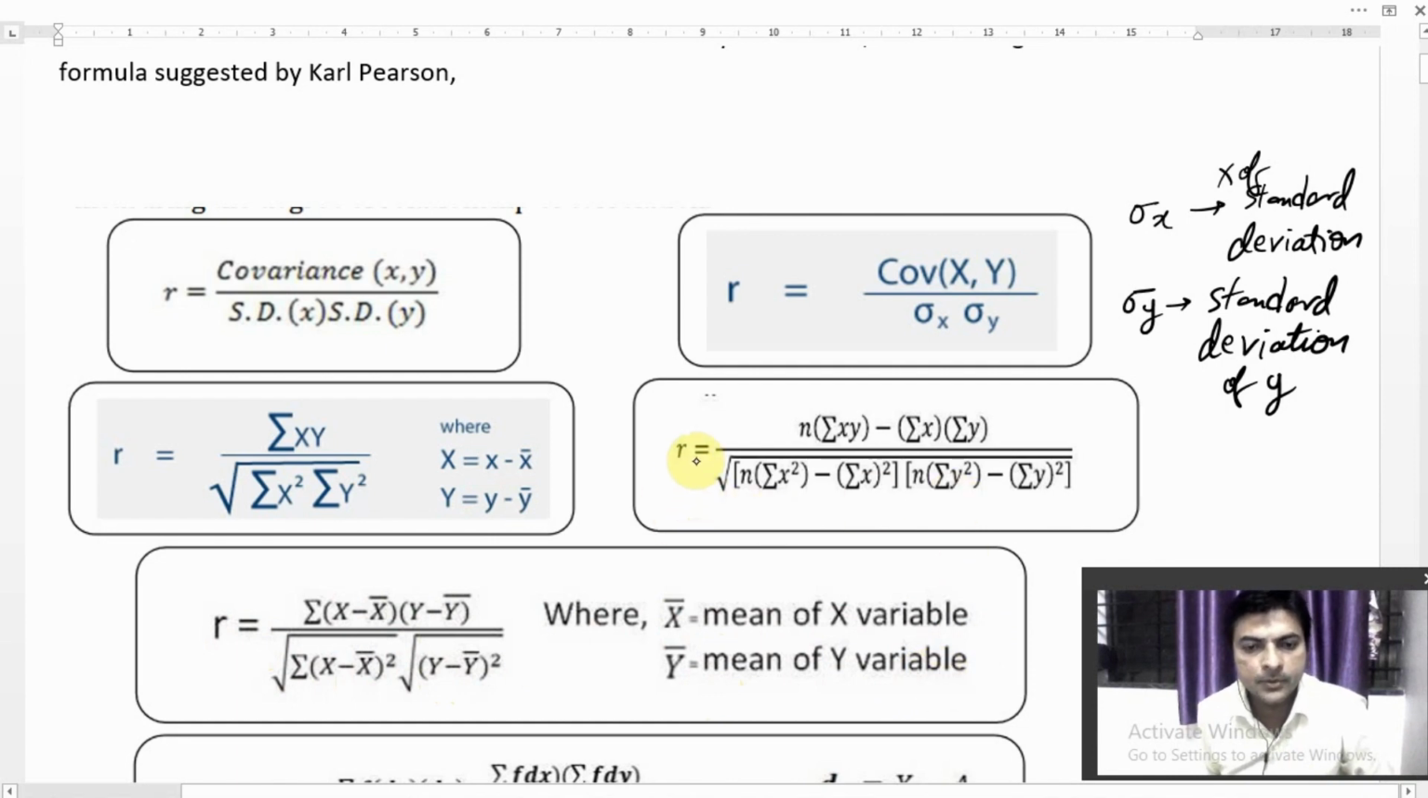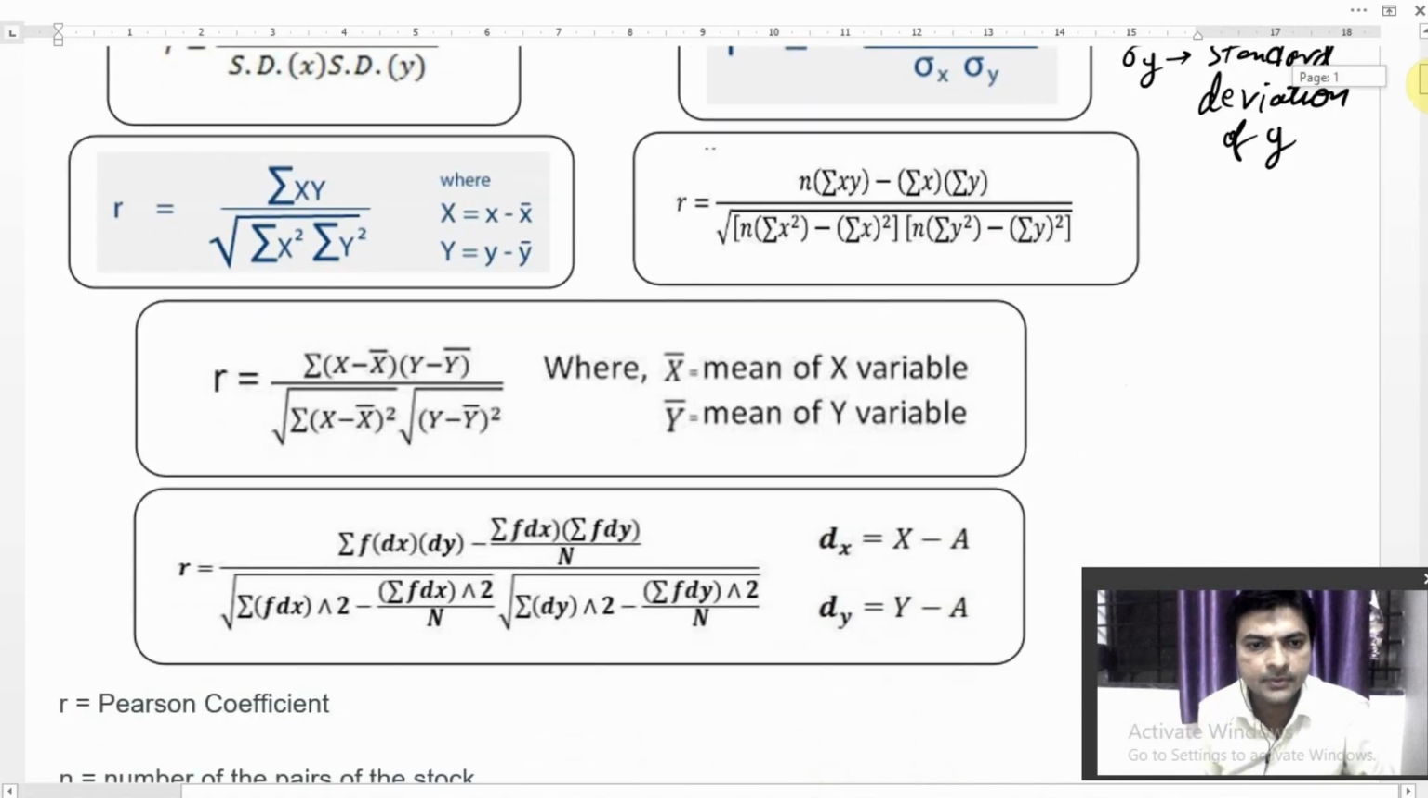But I prefer r is equal to n into summation xy minus summation x into summation y, divided by square root of n into summation x square minus summation x the whole square, into n summation y square minus summation y the whole square. So this is how we have the formula.